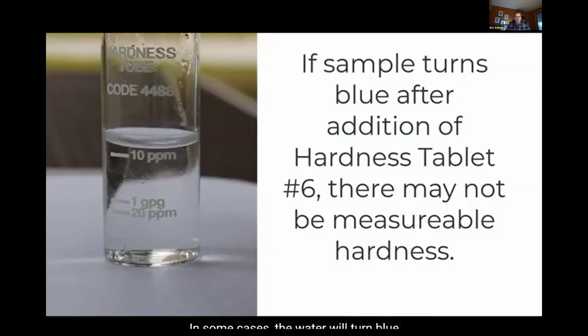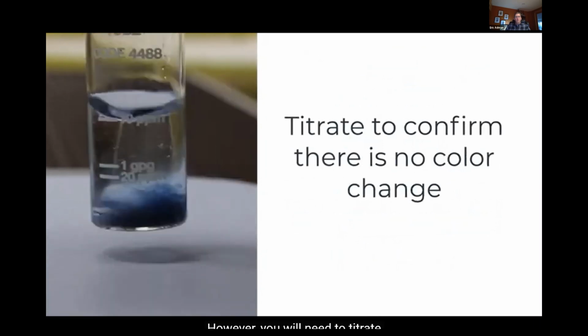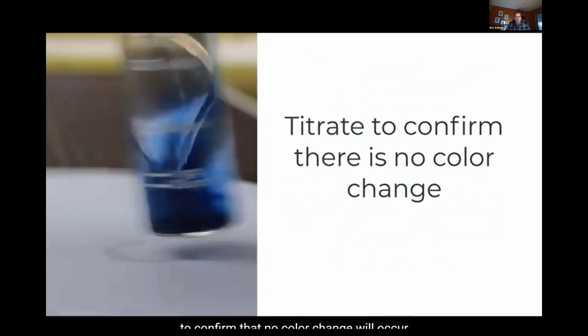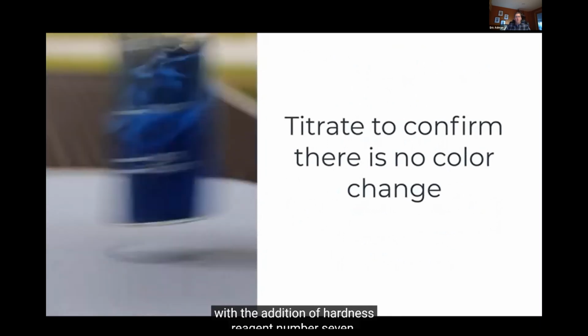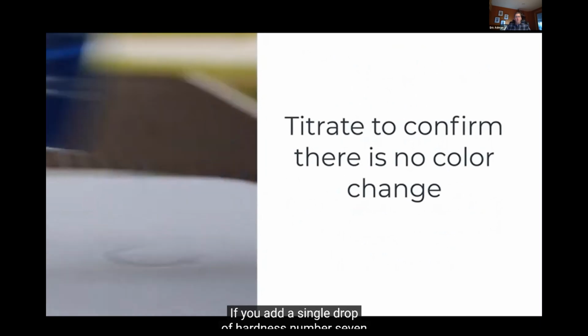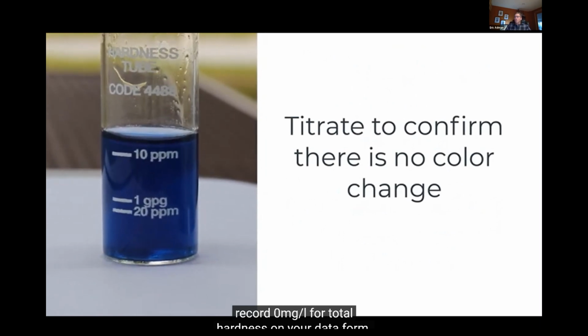In some cases, the sample water will turn blue after the hardness number 6 tablet dissolves prior to titration. This could indicate that there is no measurable hardness. However, you will need to titrate to confirm that no color change will occur with the addition of hardness reagent number 7. If you add a single drop of hardness number 7 and no color change occurs, record 0 mg/L for total hardness on your data form.